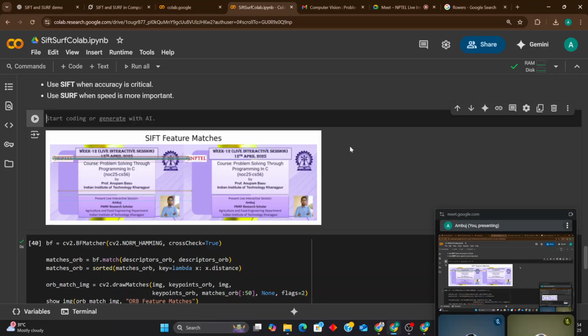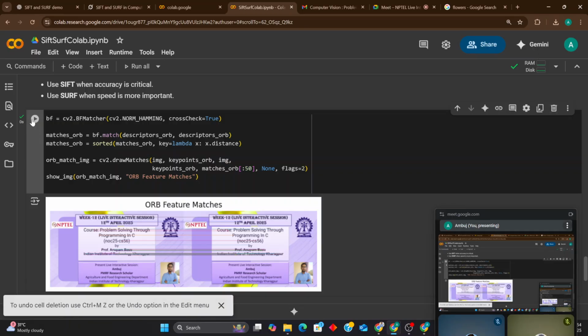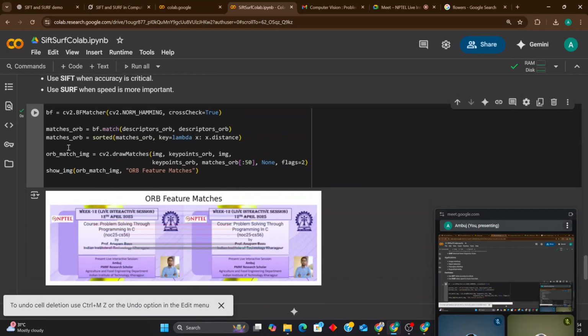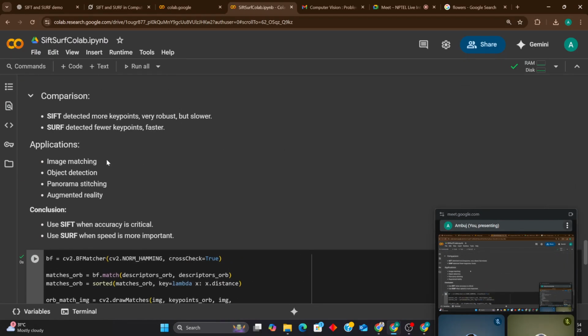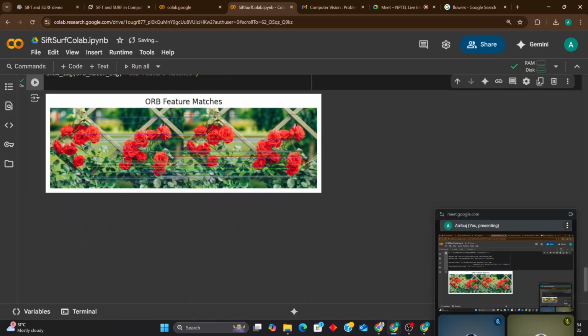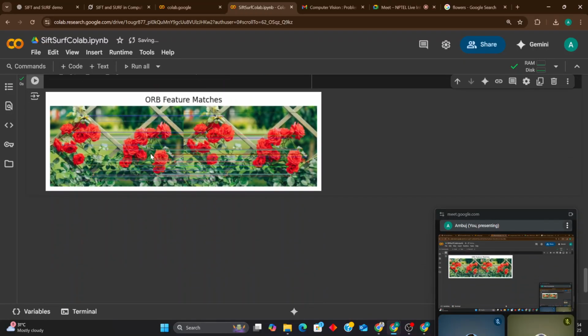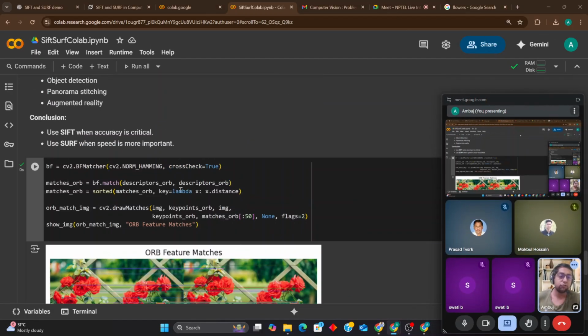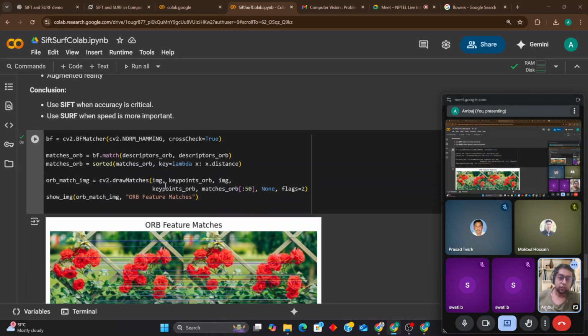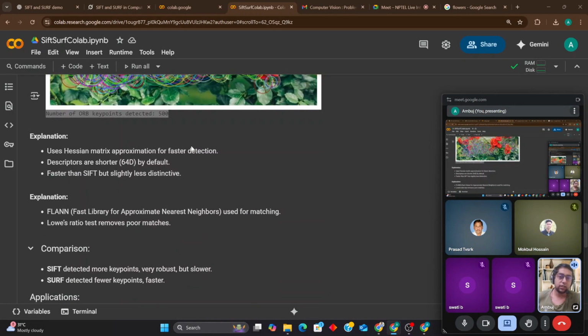Okay, no particular thing is there. Let me just rerun the feature step. After this, within two sets of that particular image only, I am performing feature matching using this particular feature matching only.